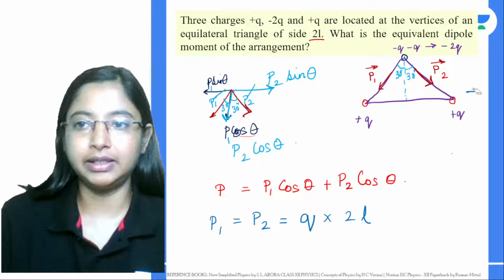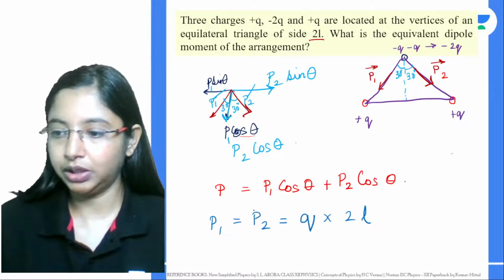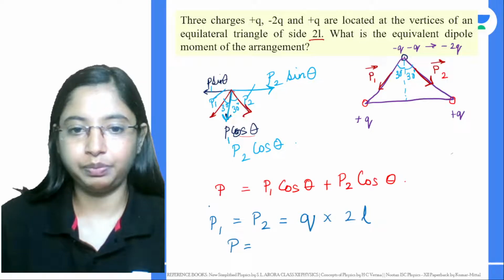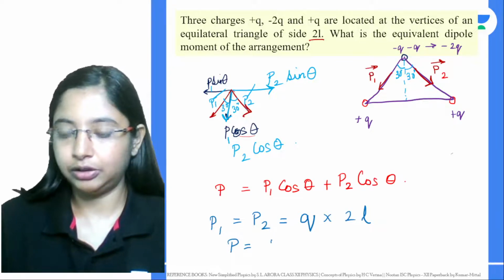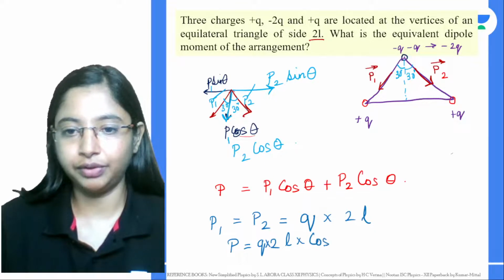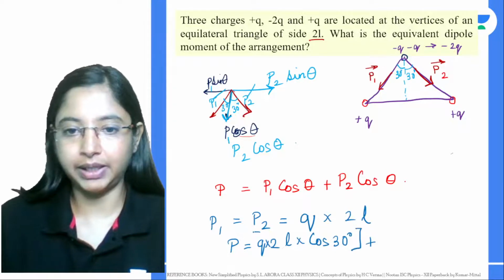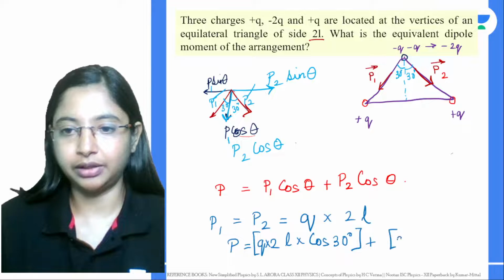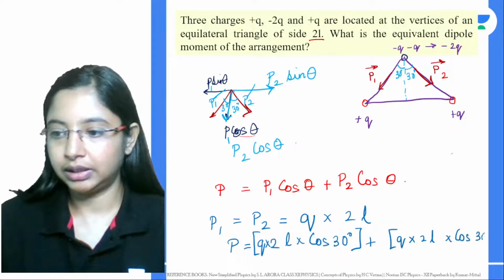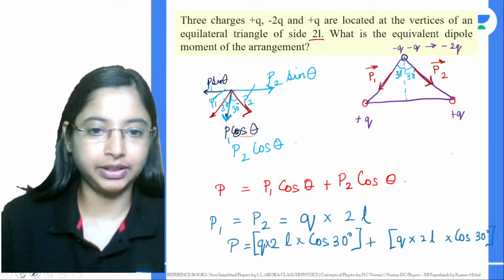Then in this case, if you're substituting for P, this P value will be what? P1 is 2L, right, Q into 2L into cos theta, cos of 30 degrees, okay, plus this entire thing, plus what is P2? P2 is again Q into 2L into cos 30 degrees, okay. And we solve this in the next page.